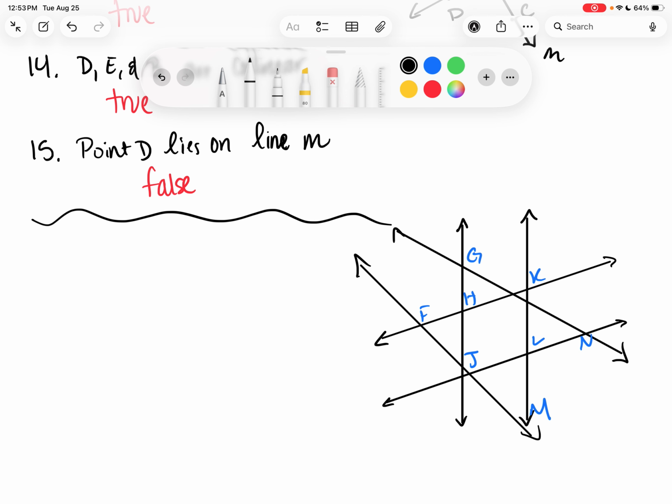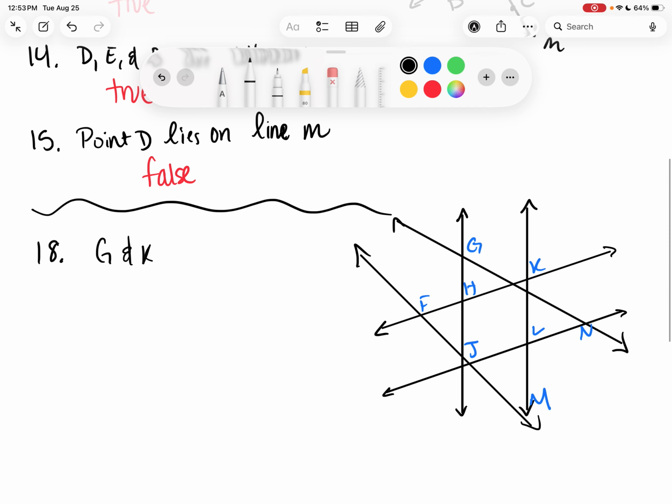All right, so we have this picture here. Again, the picture in the book is much better than mine, but it says to name a point that is collinear with the given points. So they say G and K. Now, technically speaking, let me move K over here a little bit. K is technically supposed to be this point right here, but my picture's not good. So what other point is on the line with G and K? N. Yep.